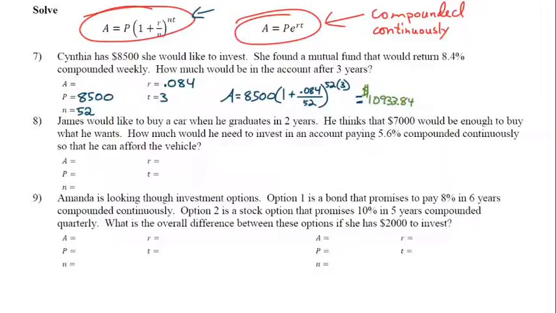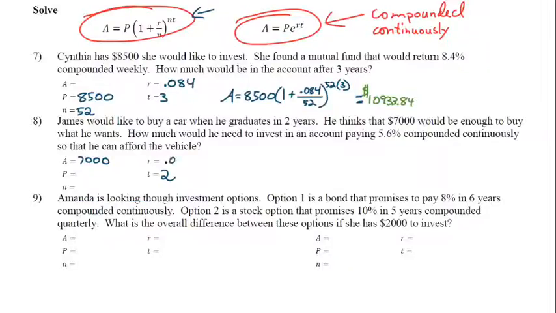All right, number 8. James would like to buy a car when he graduates in 2 years. He thinks that $7,000 would be enough to buy what he wants. How much would he need to invest in an account paying 5.6% compounded continuously so that he can afford the vehicle? So your time frame is 2 years. He wants $7,000 in 2 years, so that is an ending amount. How much does he need to invest now in an account paying 5.6%?